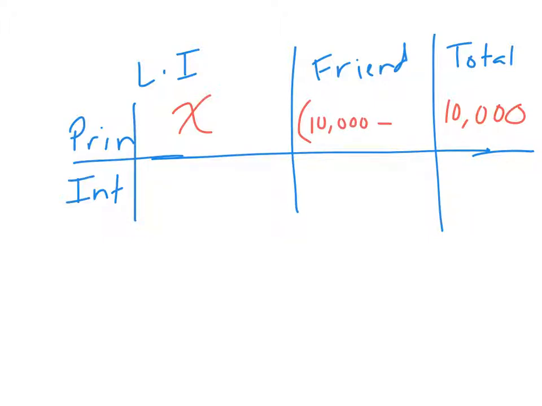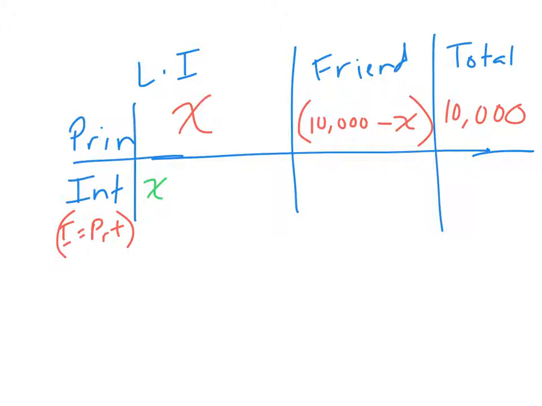So 10,000 minus X is what we're going to call that. The principal row up there at the top will always look like that. The interest, again, we have to incorporate the interest rate formula. I = PRT is what's going to be put into each of these boxes down in this row. So for the lending institution, remember, it was the principal.